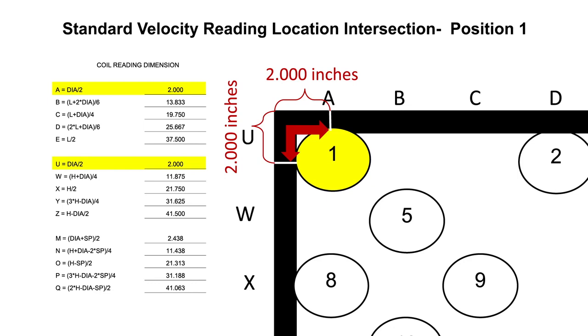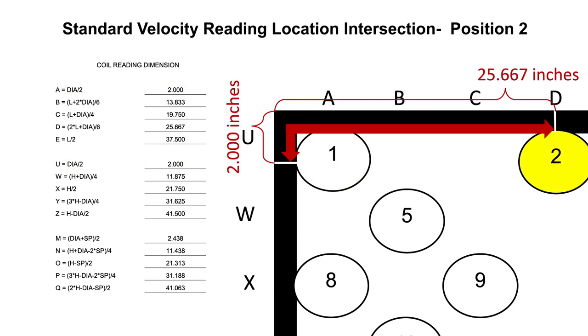Since position 1 is on the left of the center, the measurement and marking for A is 2 inches from the left inside coil toward the center horizontally, and for U, 2 inches from the top inside coil towards the bottom. Therefore, the position 1 standard velocity reading location for the center of the rotating vane anemometer is at the intersection of A, 2 inches from the left to center, and U, 2 inches from the top to bottom.